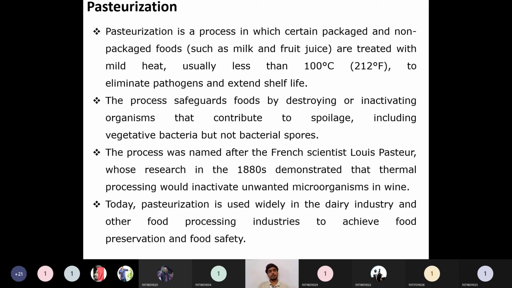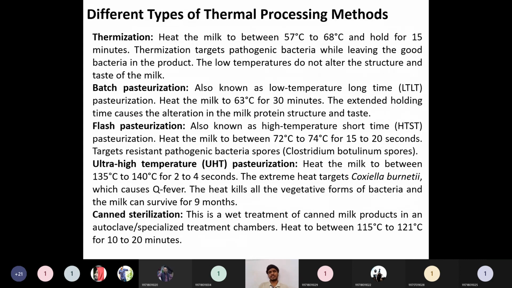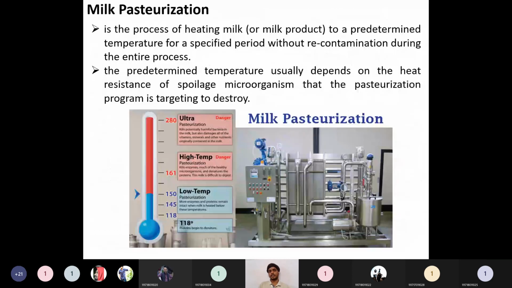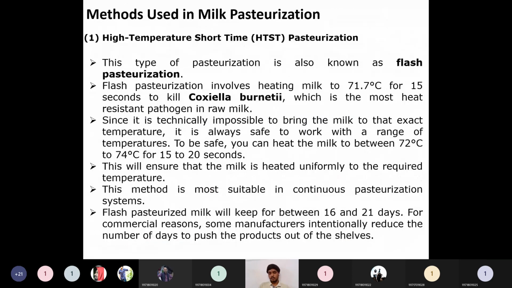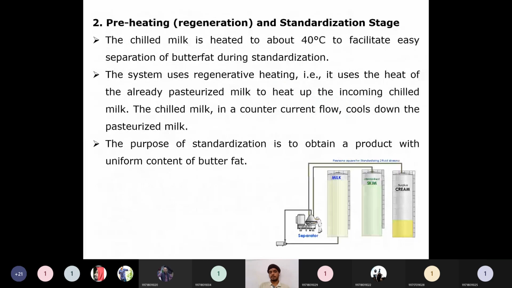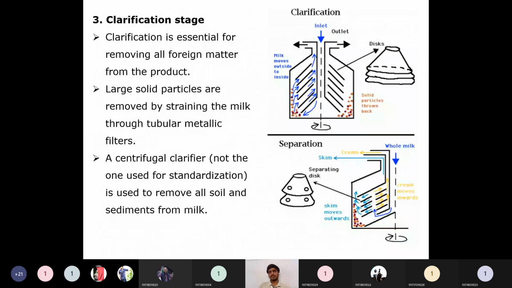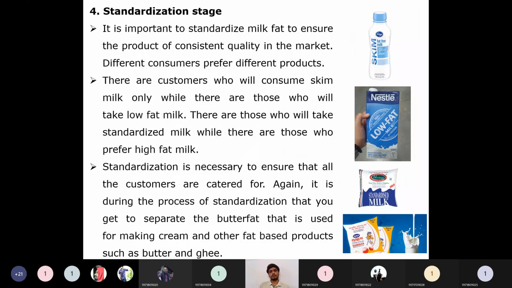In the next class, we will continue this overall process. It is a very big chapter. We can discuss different types of pasteurization or milk pasteurization methods. It is a big method. You don't have to remember all these things. Just remember brief glimpses and write on your own in the examination.